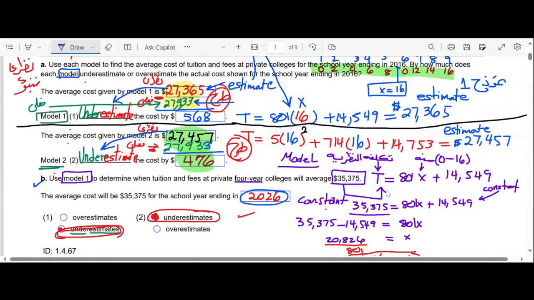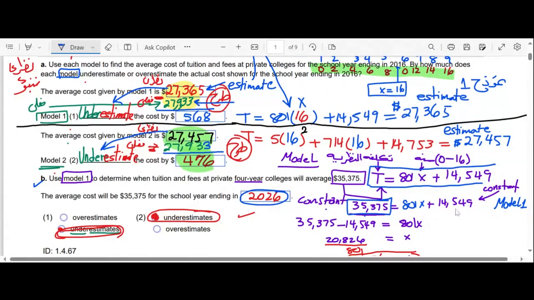So in this case, I'm going to rewrite the formula, okay? But this time, I know the total cost. How much is the total cost for tuition? 35,375 equals what? 801 times what? Times x. Exactly, okay? Let me just make it clear here. So it's going to be 801 times x plus 14,549. That's the model. Remember, this is your model 1. So this equals this.